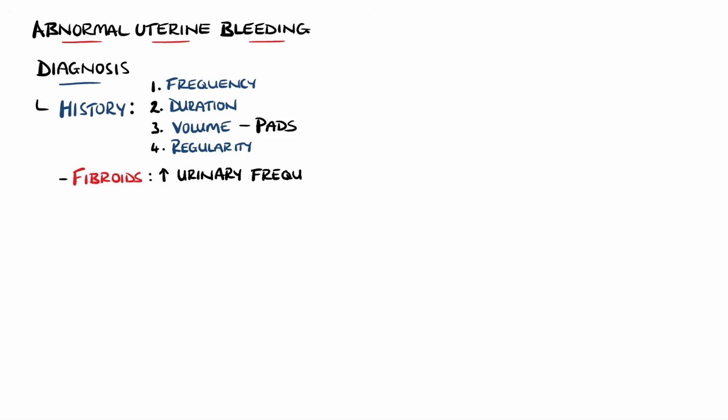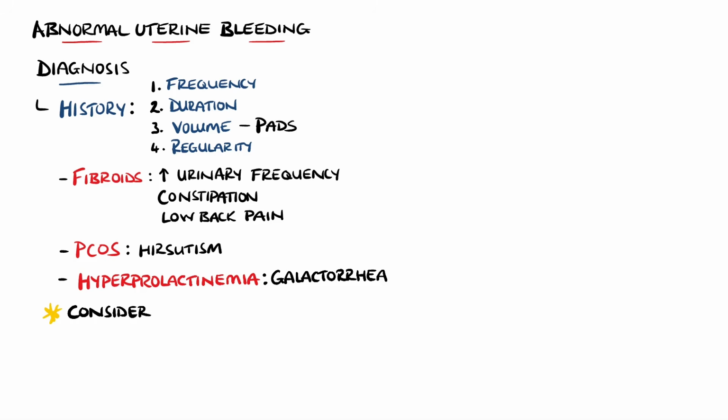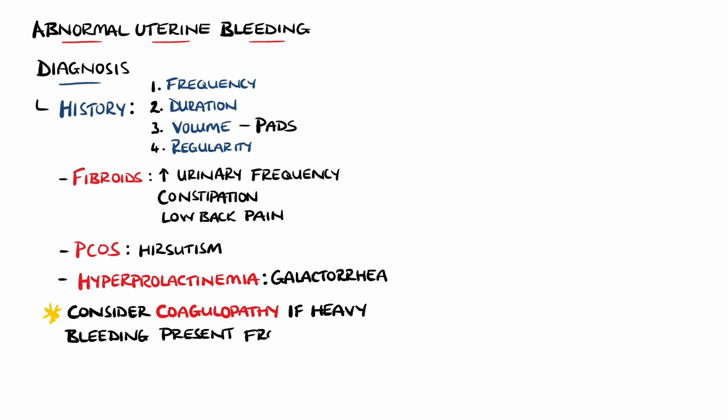Symptoms such as increased urinary frequency or urgency, constipation, or low back pain may indicate fibroids. The presence of hirsutism may point towards a diagnosis of polycystic ovary syndrome, while galactorrhea may point in the direction of hyperprolactinemia. If there has been heavy menstrual bleeding since the onset of menarche, then coagulopathy is strongly considered.